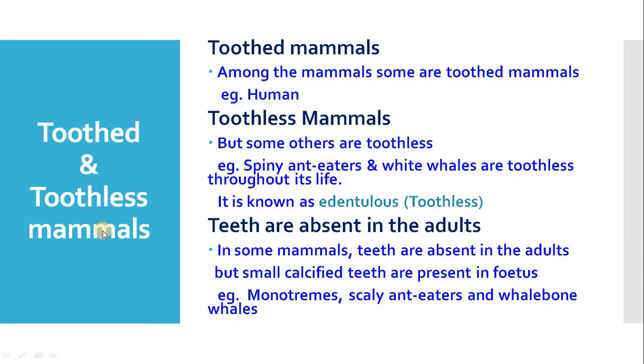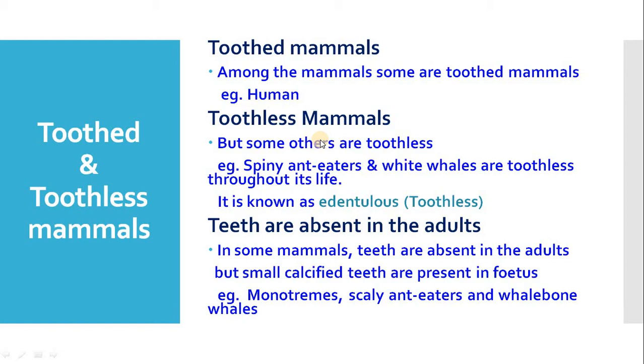Let's go to the details of dentition in the case of mammals. There are three types of mammals. One is toothed, the second is toothless, and the third is those in which teeth are absent in the adults but present in the younger stages. The mammals which have teeth in all their life stages are called toothed mammals. For example, human beings, and some other mammals which are toothed.